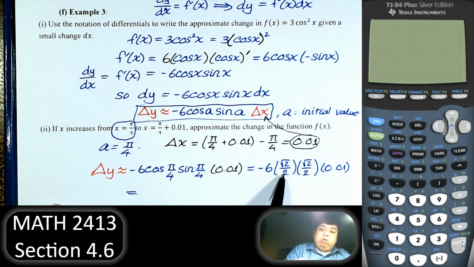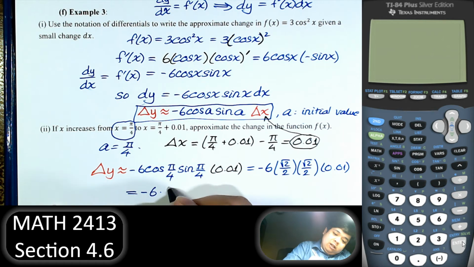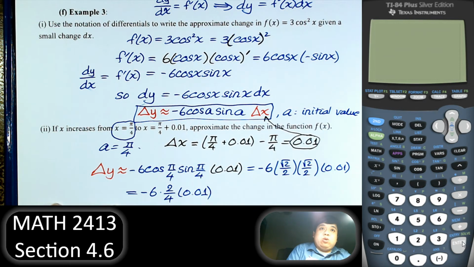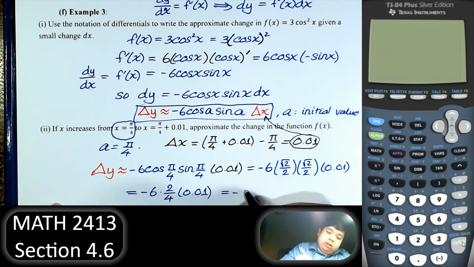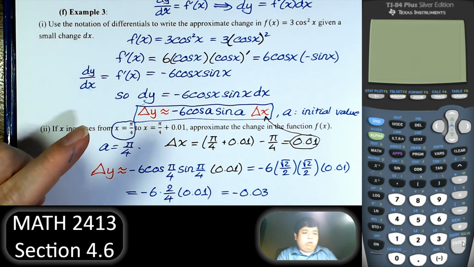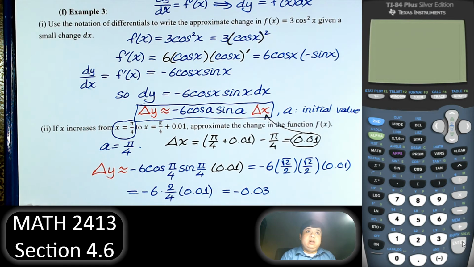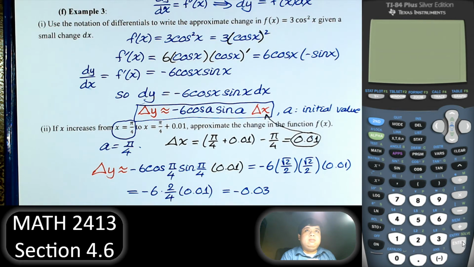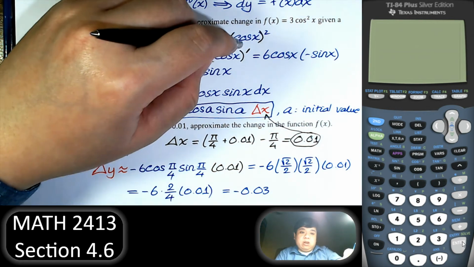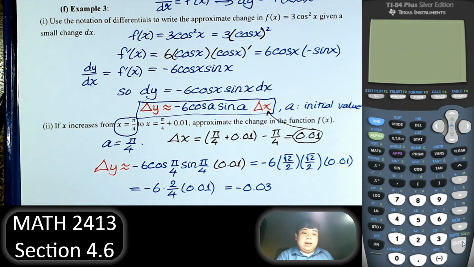Multiply that, we have negative 6 times 2 over 4 times 0.01. The 6 and 4 cancel out, that's 3. So I have negative 0.03. So when x goes from pi over 4 to pi over 4 plus 0.01, the y values approximately will change by that much. Yeah, the y values of this function will change by that much.